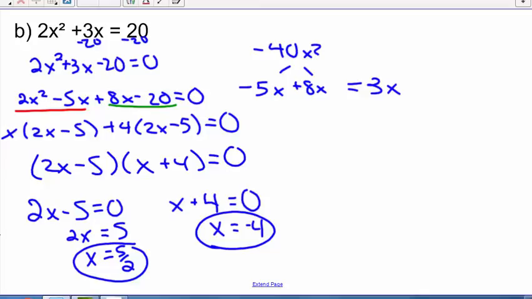Last thing I would like you to do, in the bottom right-hand corner, put your favorite food.